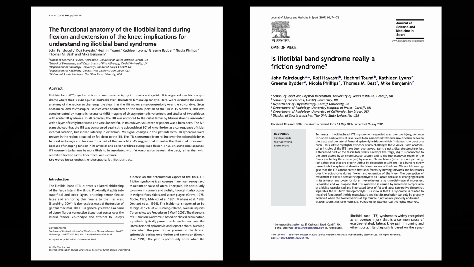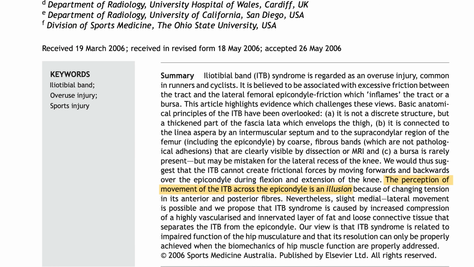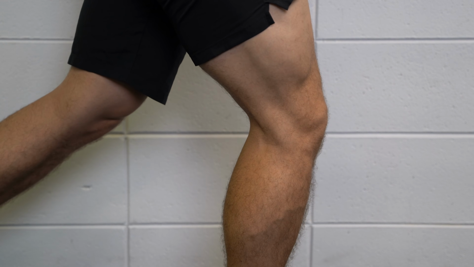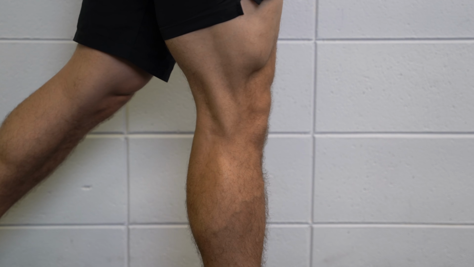For example, papers by Fairclough et al. in 2006 and 2007 reported the perception of movement of the IT band in a forward and backward direction over the lateral epicondyle of the femur is actually an illusion created by changing tension in its various fibers during bending and straightening of the knee. Based on their anatomical investigations, the IT band is firmly attached to the femur, so friction is not possible.